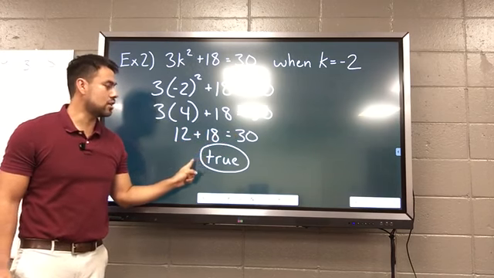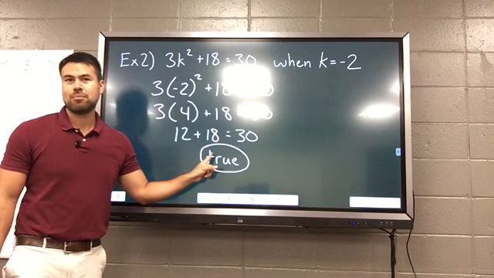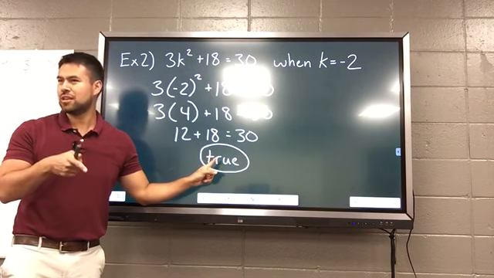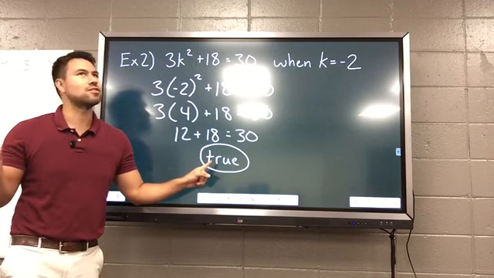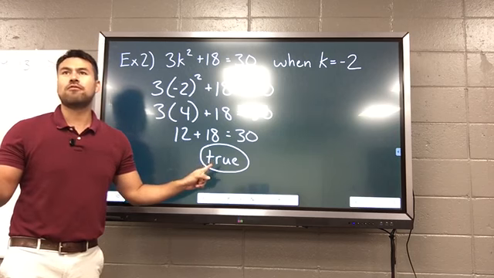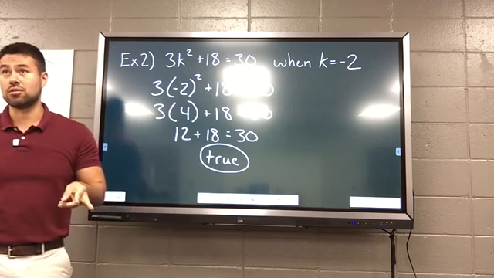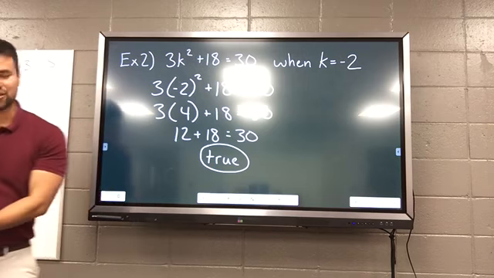6 does not equal 30. You would have put false, but that would be false. You get what I'm saying? If you put false, it's false. Wait, no. If you put false, it's not true. If you put false, it can't be true. It's false. I'm confused. Okay.